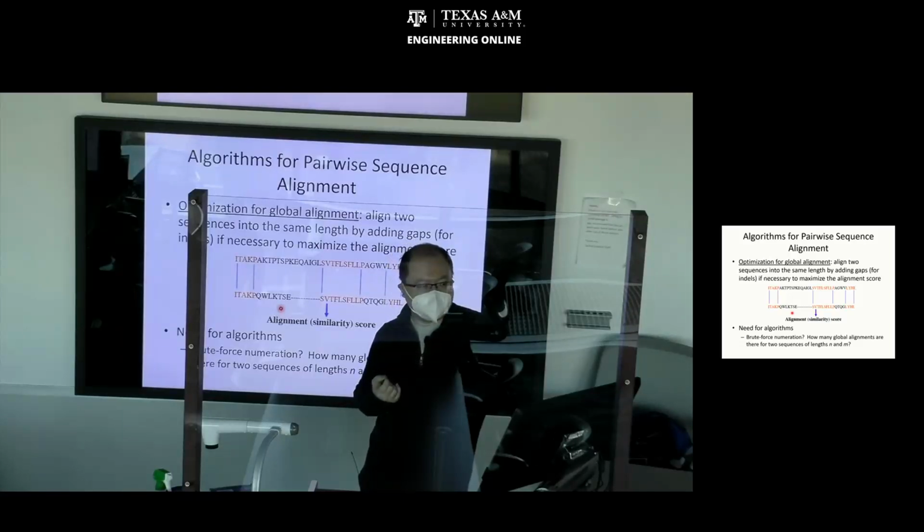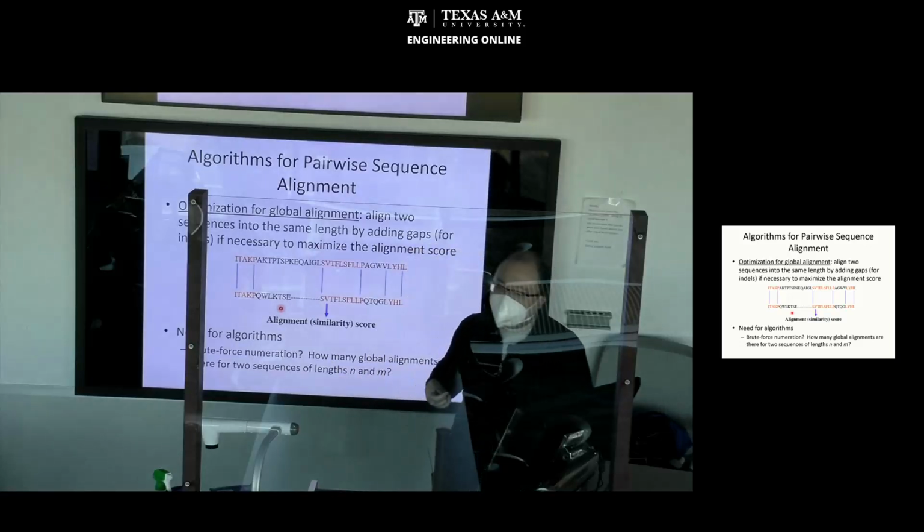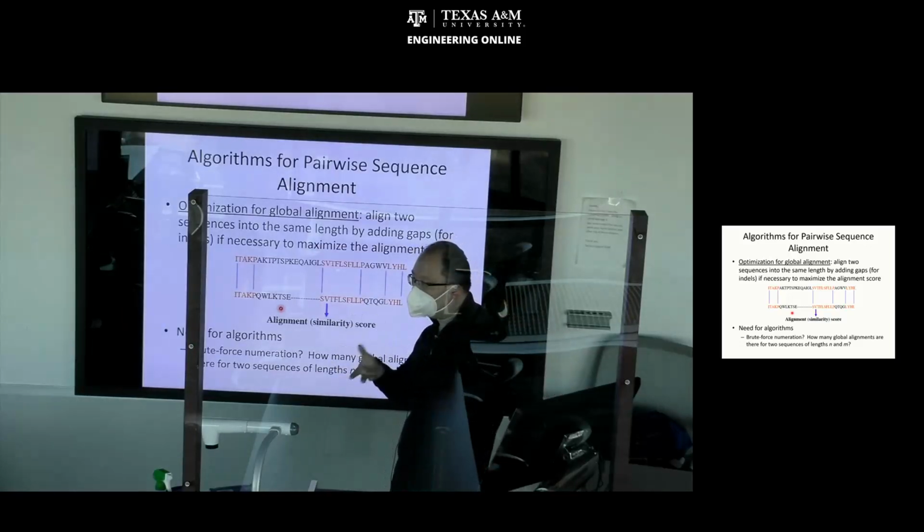I'll give you a hint. So I think we are talking about how many global optimums there are in total. So we are looking at how many alignments. How many ways can you align these two sequences? One or multiple of them are global optimum.